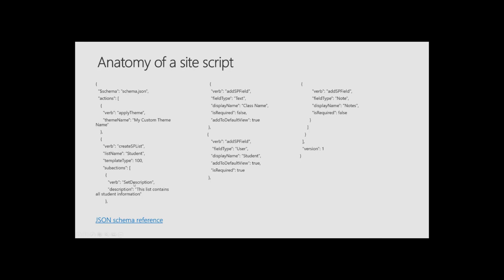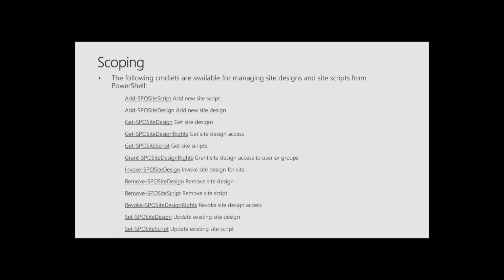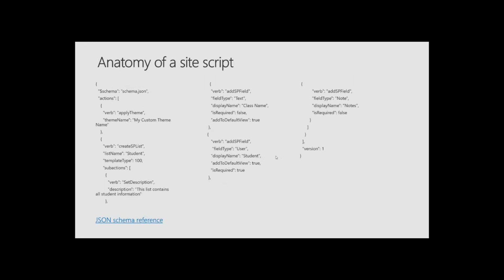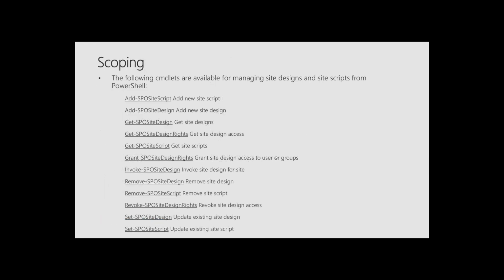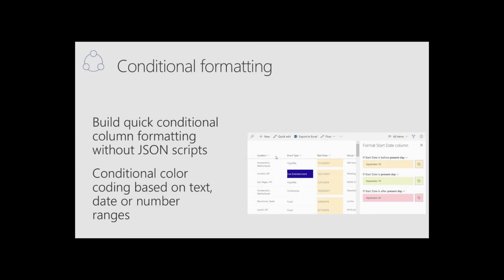And I'm creating a verb. A verb is a description of it. I'm adding a field. So here, I'm adding an SP field. So I have a lot of things that you can do, and this is an example of what you can do from a site scripting perspective. I definitely encourage you to go and Google what a site script is, and it will land you on docs.microsoft.com that will give you a lot of information on site scripting and site design.